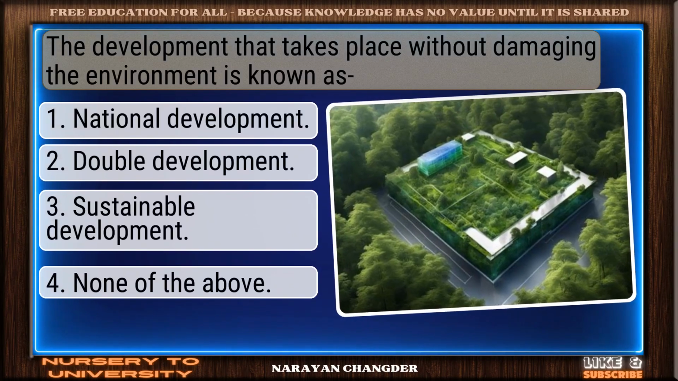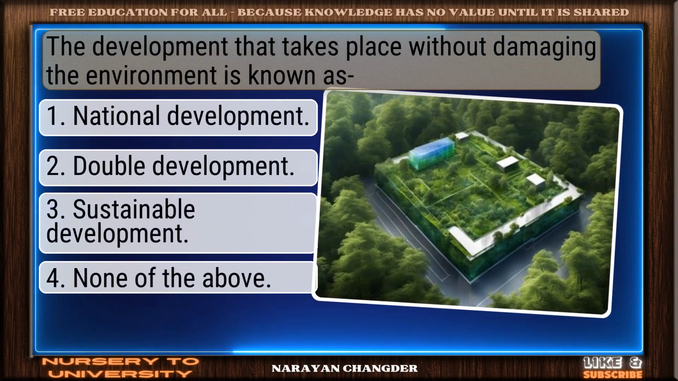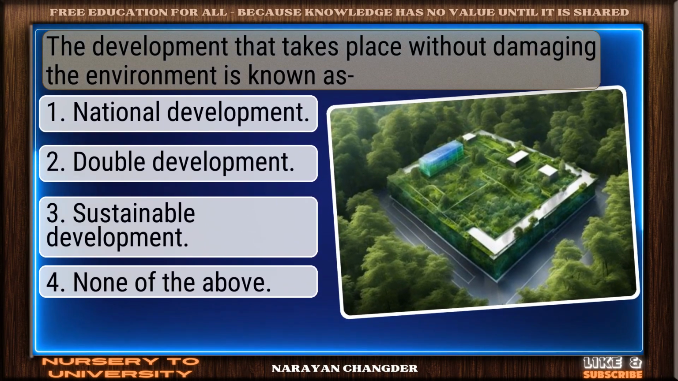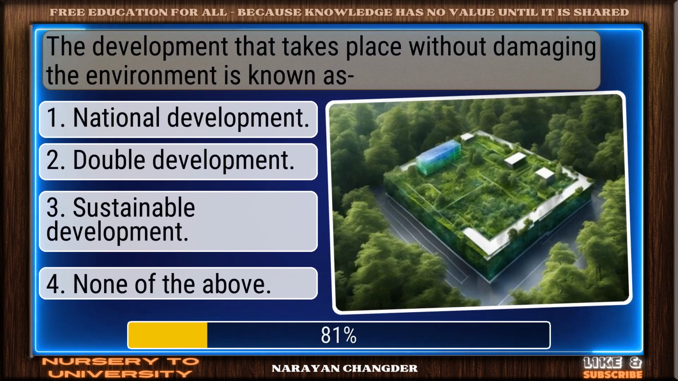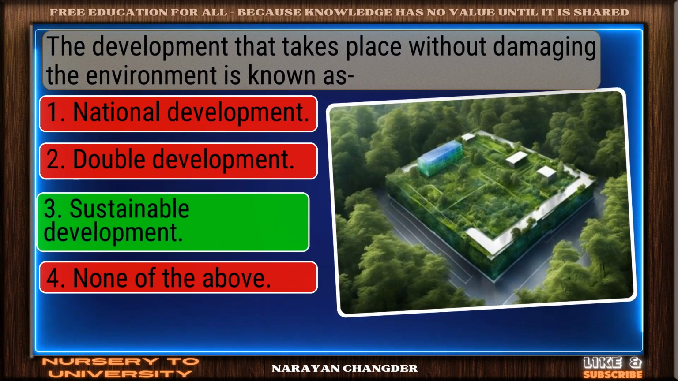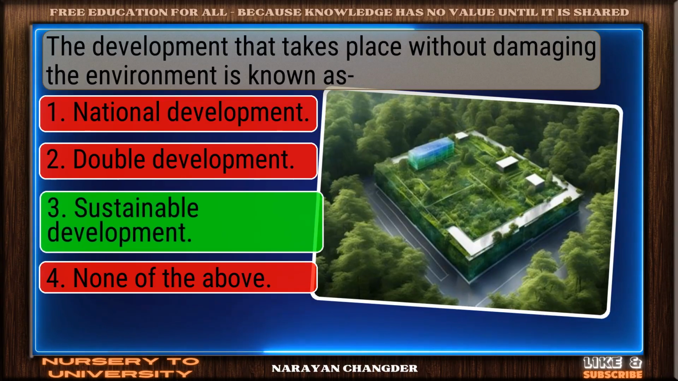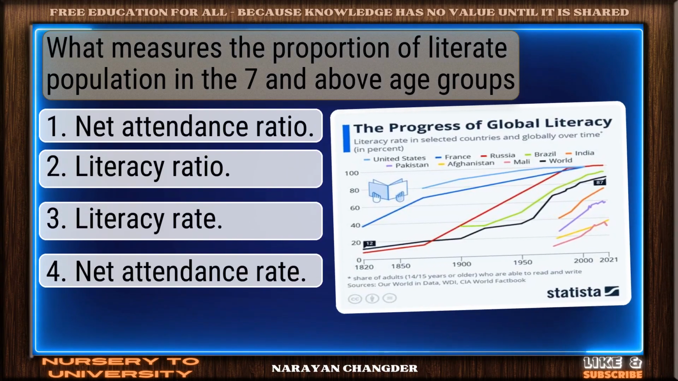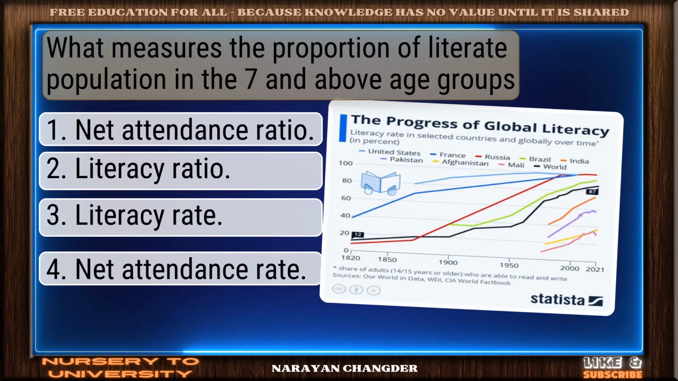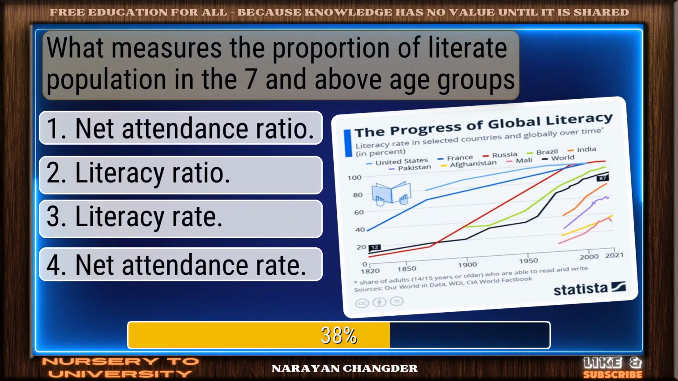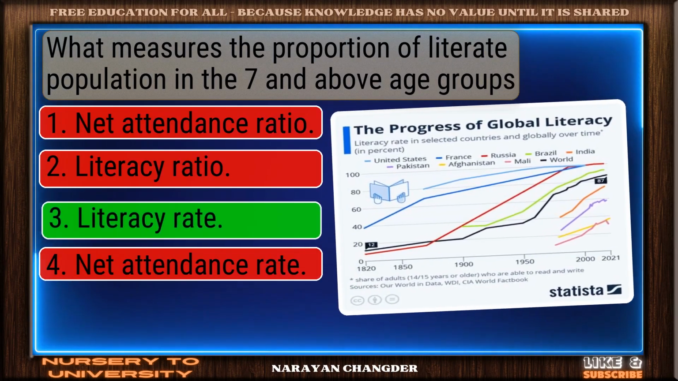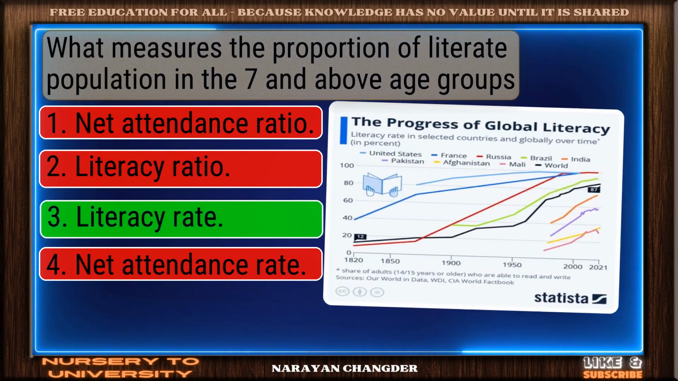The development that takes place without damaging the environment is known as? Well reasoned. Sustainable development is correct. What measures the proportion of literate population in the 7 and above age groups? Right again. Literacy rate is valid.